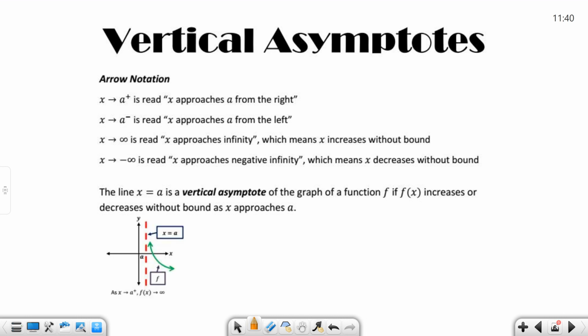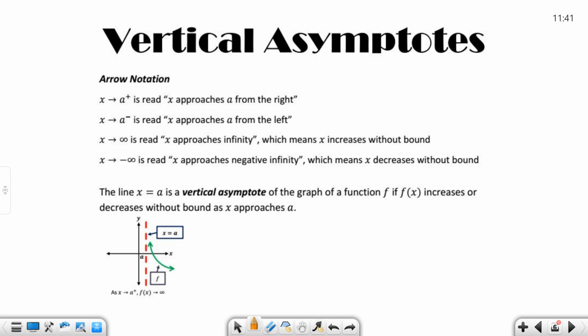So let's look at some examples. Right here, notice my red dotted line. It is my vertical line, x equals a. So if I have the graph of f in green here and it's coming up and getting closer and closer, and look at my arrow, my arrow says it goes up forever. That means the function f of x does what? It increases without bound. It approaches infinity.